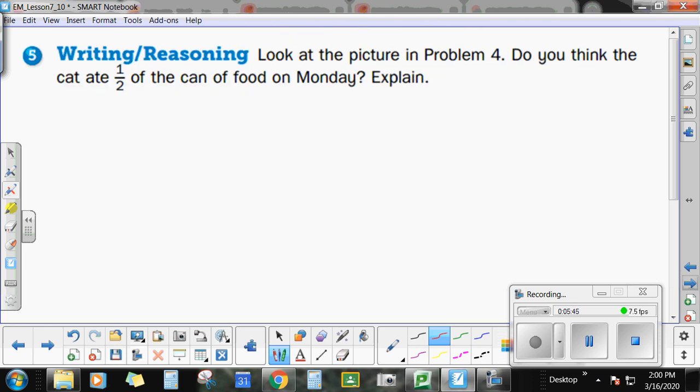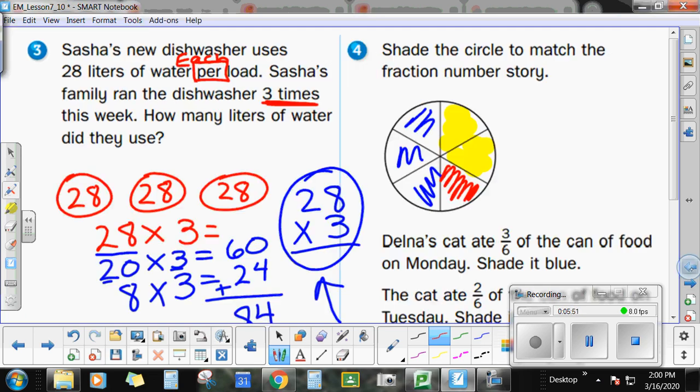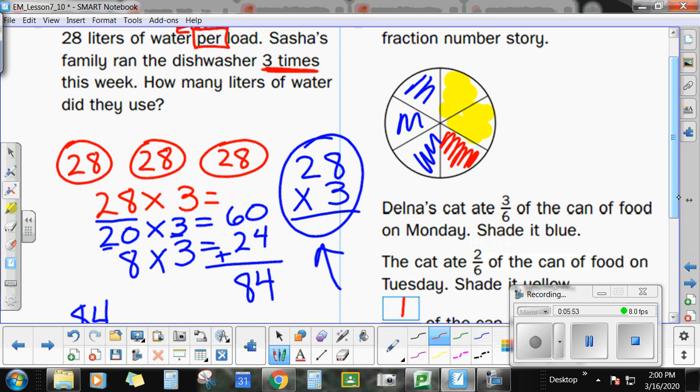All right, and number 5. Look at the picture in number 4. Do you think the cat ate half of the can of food on Monday? Explain. And so, boys and girls, the blue is what the cat ate on Monday. Did the cat eat half the can on Monday? Okay, hopefully you can see that half of the can is shaded in. And so you can explain that half of that circle is shaded in, or you can even, in words, explain that 3 out of 6 is shaded in, and 3 is half of 6.